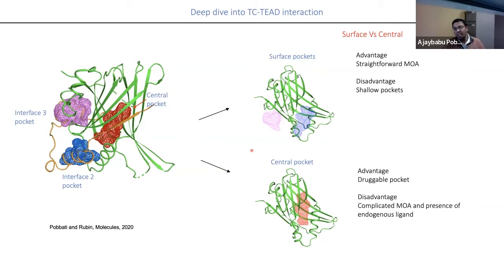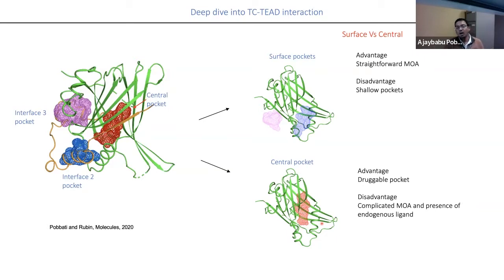And the advantages and the disadvantages flip when you talk about the central pocket. The central pocket is nice, it's druggable, but the disadvantage is that it has a complicated MOA, meaning that this is not the place where TAZ-CAMTA1 binds. So if you want to disrupt this interaction, you want to go in an allosteric way. A small molecule has to bind here and allosterically disrupt the TC-TEAD interaction. And that makes it a complicated MOA. It is further complicated by the fact that this central pocket is occupied by a ligand, which is a lipid, and you have to displace that ligand for your compound to be active. So you can go through a surface route or a central pocket route.